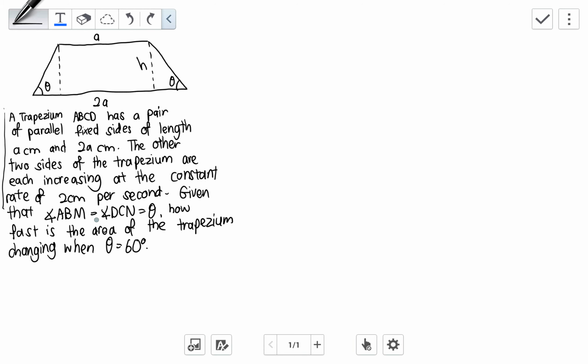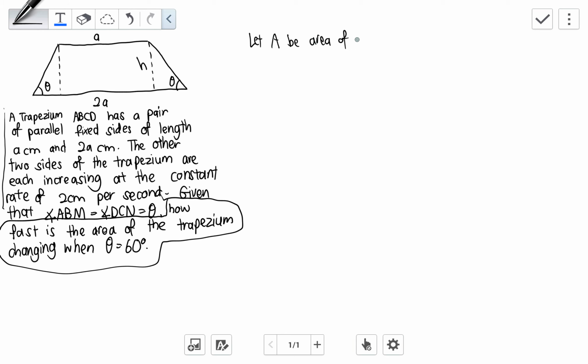What we care about is what they ask of us, which is this part. What is the question asking? It's important to identify that first. So let A be the area of the trapezium. We write down the question in mathematical format.